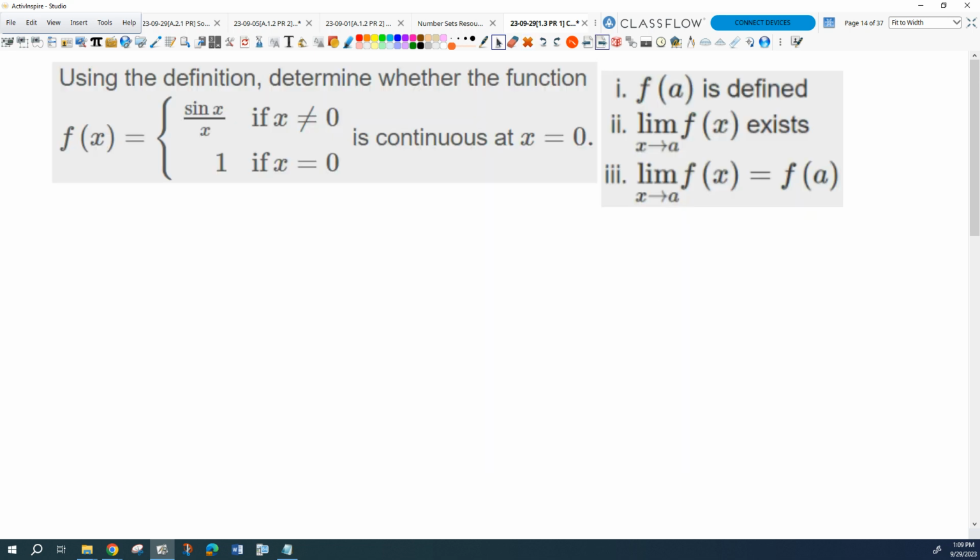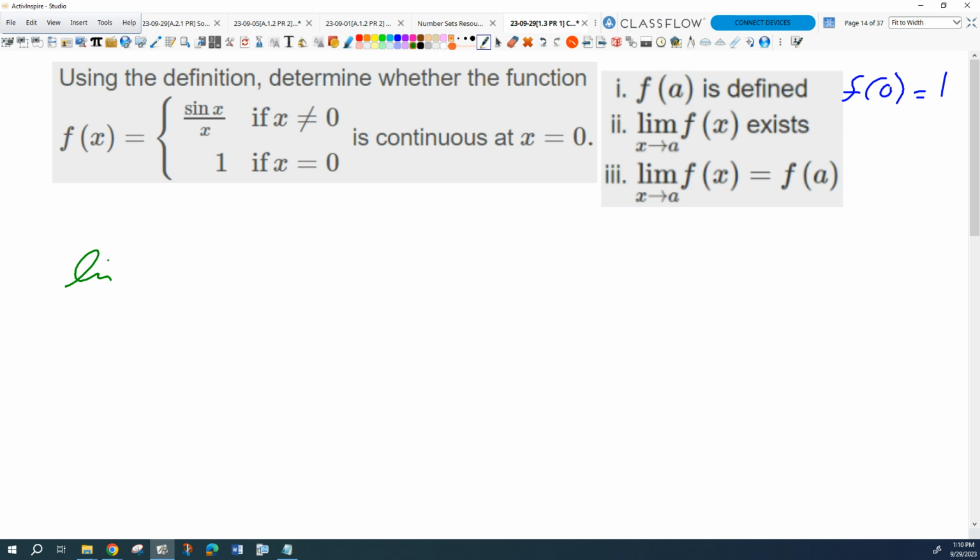How about one like that? Okay, this time clearly the 0 is the a that we're interested in. That's the place where we could have issues. What's the value of the function at 0? Okay, yeah, it's 1, isn't it? What's the limit of the function? Which piece am I on as x approaches 0?